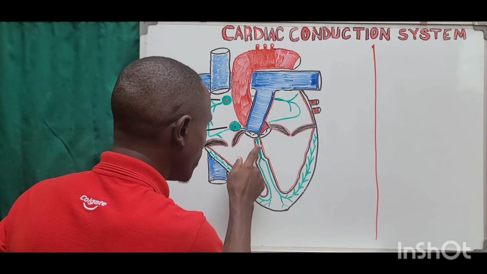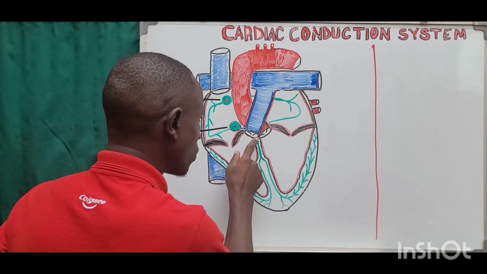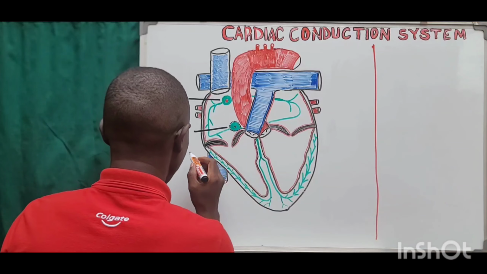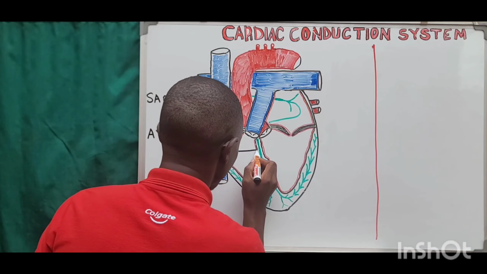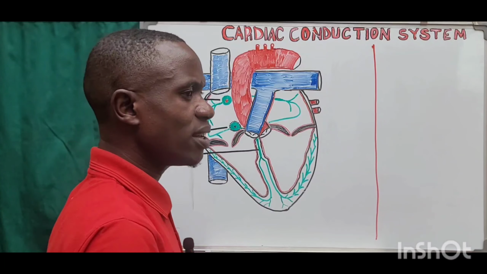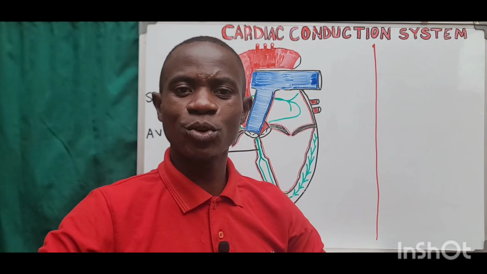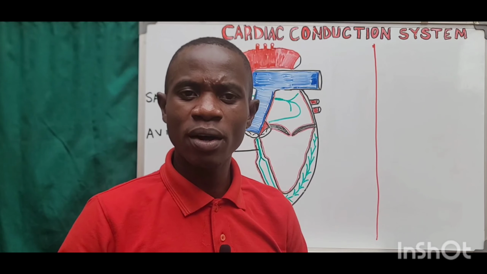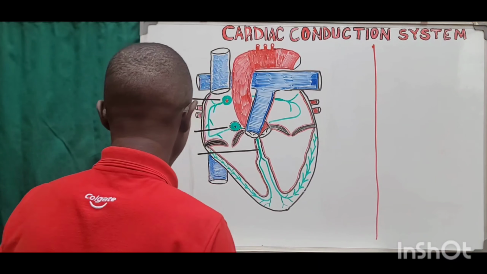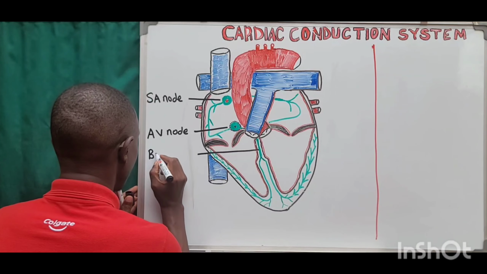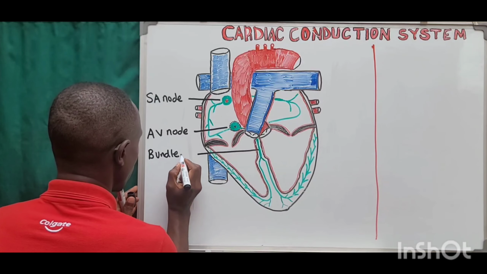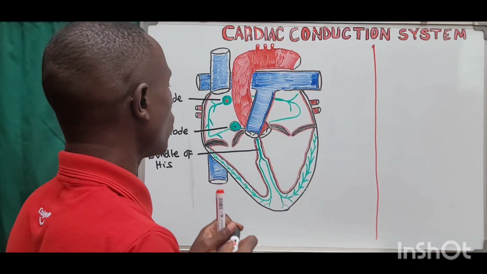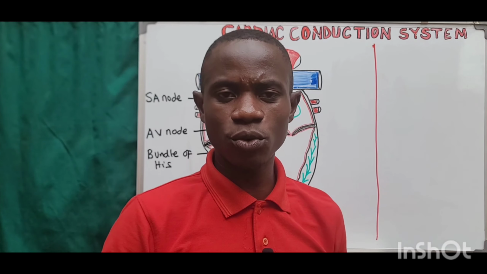Then when we come down here on the septum, we have another kind of non-contractile cell, an autorhythmic conducting cell. This structure here is very special. This one, which is a bit green, is the atrioventricular bundle. But there is another term for it, the bundle of His. It can also be called the atrioventricular bundle.